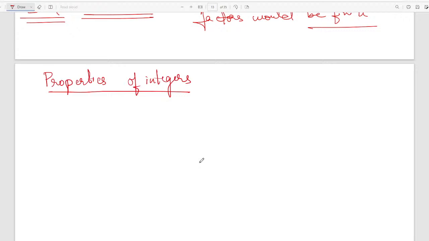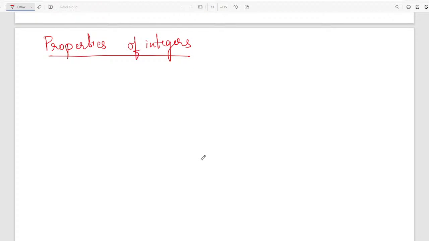Okay, then I'll move to the properties of integers. So just like even numbers, whenever we add two integers, integer plus integer will give you an integer. Integer minus integer will give you an integer. Integer into integer will give you an integer. But for integer divided by an integer, we cannot say whether it will be an integer or a decimal.